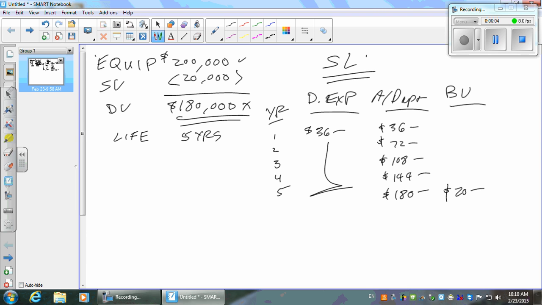Okay. What if my life is too short and I have to sell it? I'll have a gain or loss when I sell it, right? Probably more likely to have a what? Gain because I didn't depreciate it enough, right? Maybe. I don't know. Okay, depends.